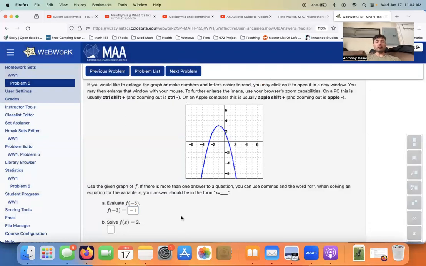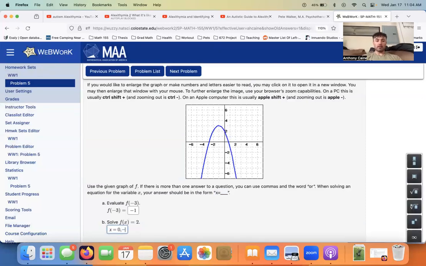Anyway, that's -1. Now we need to figure out when the y value is 2. So which x values does f send to a y value of 2? I'm going to go to a y value of 2, and it hits here, x equals 0, and it hits here, at x equals -2. Your answer should be in the form blah, blah, blah. Okay, fine, let's try that. X equals 0 and -2.